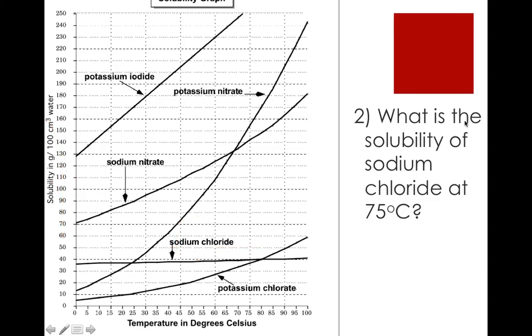We can also say, okay, let's say I have water at 75 degrees, and I want to know how much sodium chloride I can dissolve in it. So I'm going to go over here at 75. Here's 75. Follow it up, and then we're right here. Okay? And then if you follow that over here, you find, oh look, at 75 degrees, I should be able to dissolve 40 grams of salt in 100 centimeters cubed, or 100 milliliters of water.